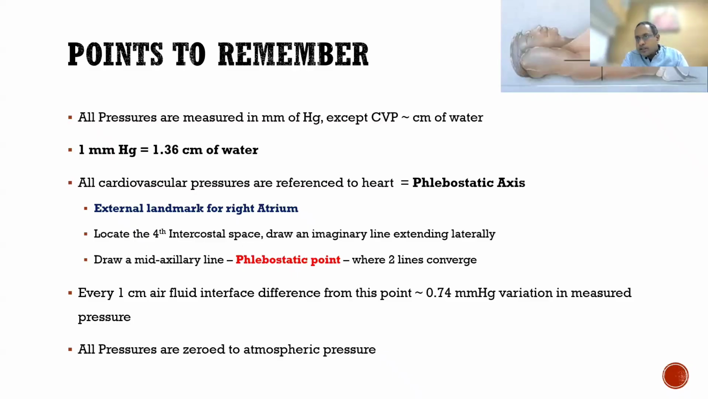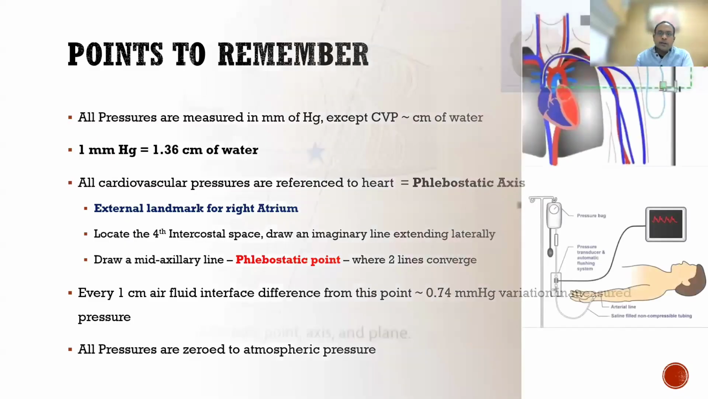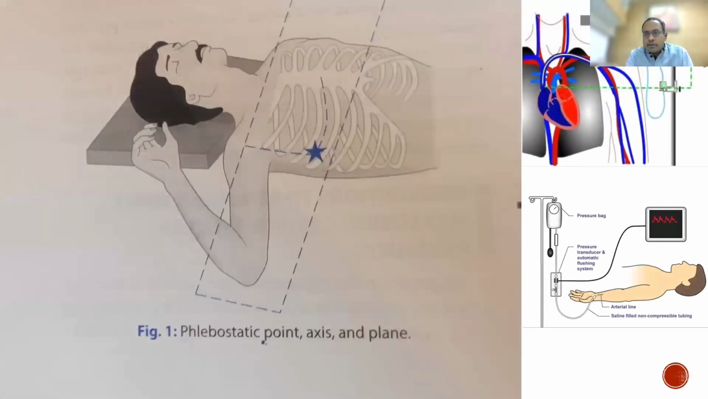So there are 2 points. One is leveling. The leveling is done at the phlebostatic axis, and zeroing is done at the atmospheric pressure. So this is where we level, and we also do zeroing. Zeroing means we open the system to air, and we reference that pressure to zero. So this is again the phlebostatic axis. This is where we measure the point. We take the point, fourth intercostal space, mid-axillary line, and from the phlebostatic point, we level the system.